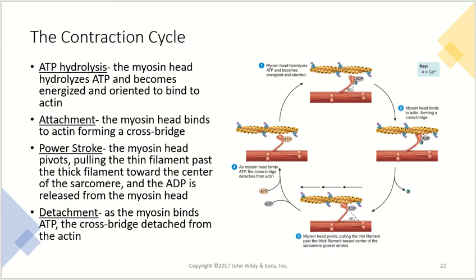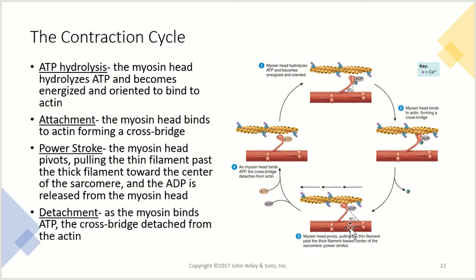We then have the contraction cycle. This is how essentially everything is going to bind, and this contraction is going to be able to occur. It's all going to start with ATP hydrolysis. This is where the myosin head is going to hydrolyze ATP, and it's going to become energized. This is going to allow it to be oriented so that it is able to bind to those actin filaments. Then we have attachment. This is when the myosin head is going to bind to that actin filament. You can see that here. And this is going to form this cross bridge where these two filaments are connected, or bound together.